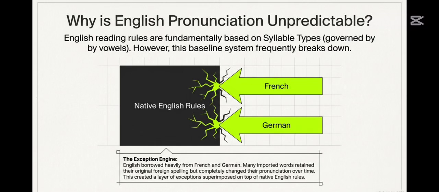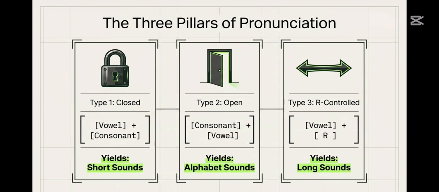And the fact that English borrowed heavily from French and German means many important words retain the original foreign spelling, but completely changed their pronunciation over time. So let's talk about three pillars of pronunciation: closed syllable, open syllable, and R-controlled syllable.